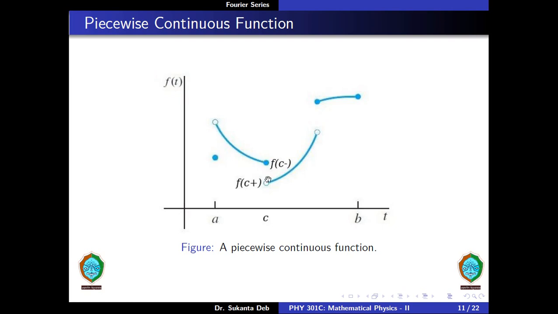Now, at the point of discontinuity, we can define a jump by using the limit of the function at this point and the limit of the function at this point. Now this f of c plus is basically called the right hand limit of the function at c, and f of c minus is called the left hand limit of the function at c. Now the jump is defined as the difference between these two values.